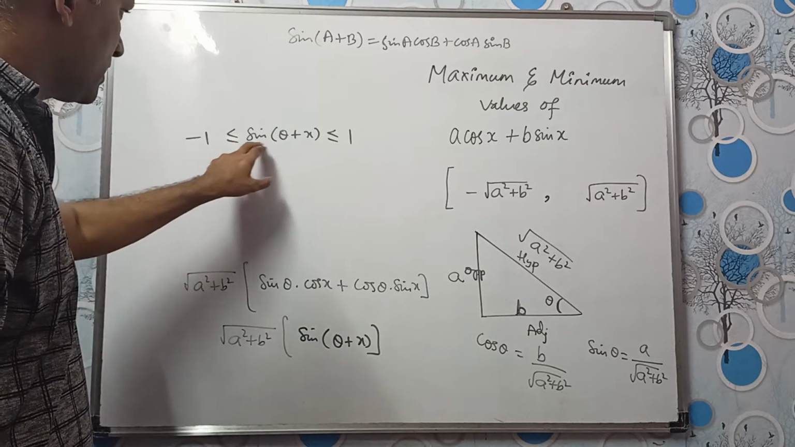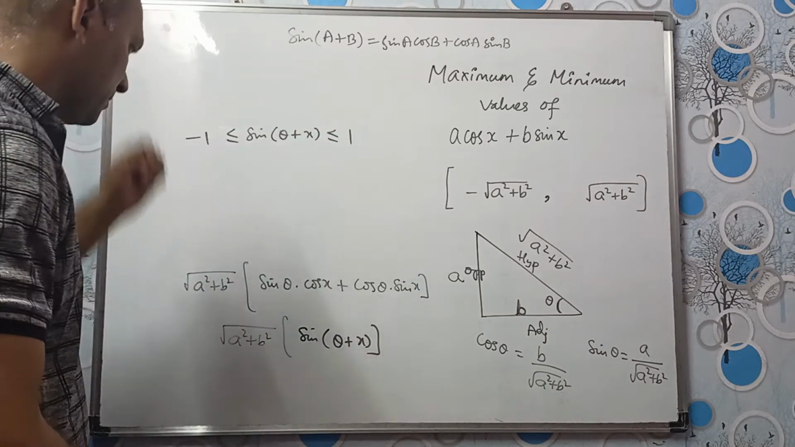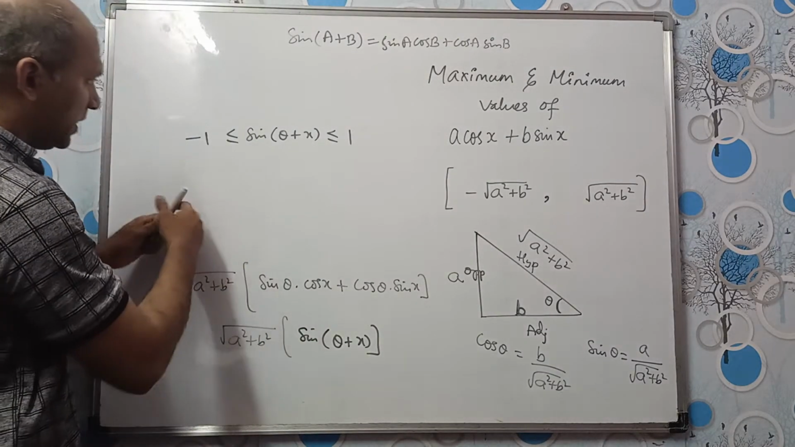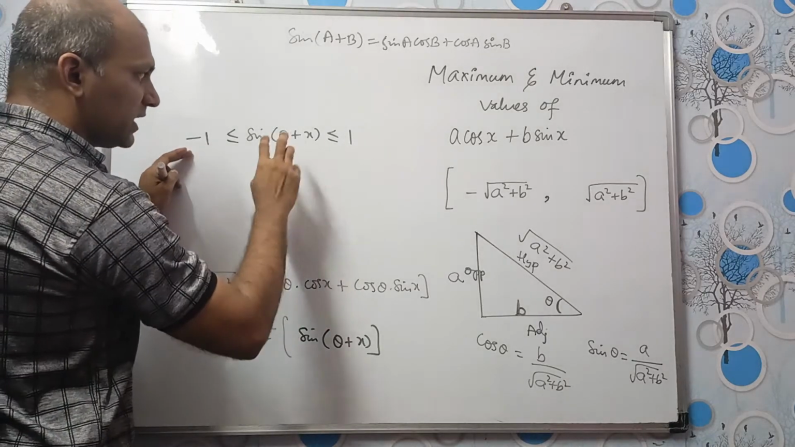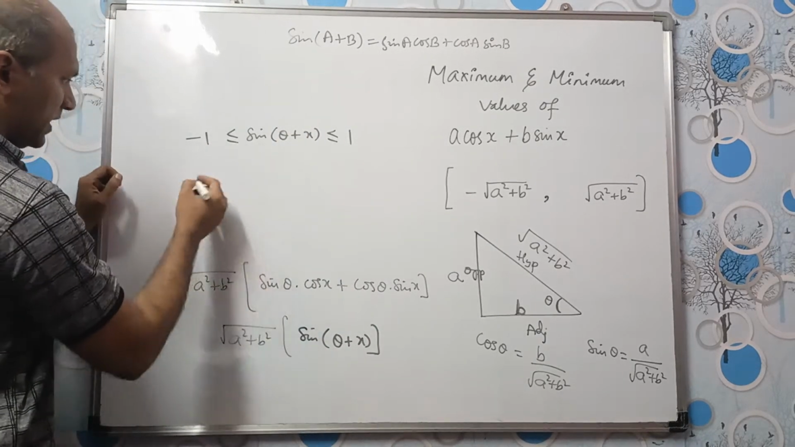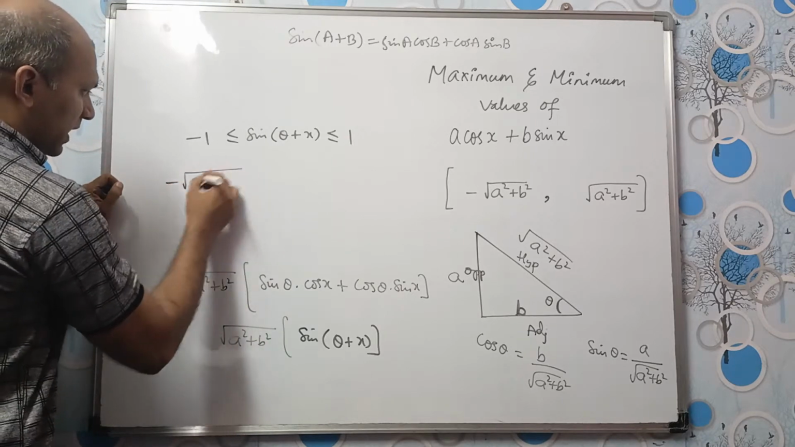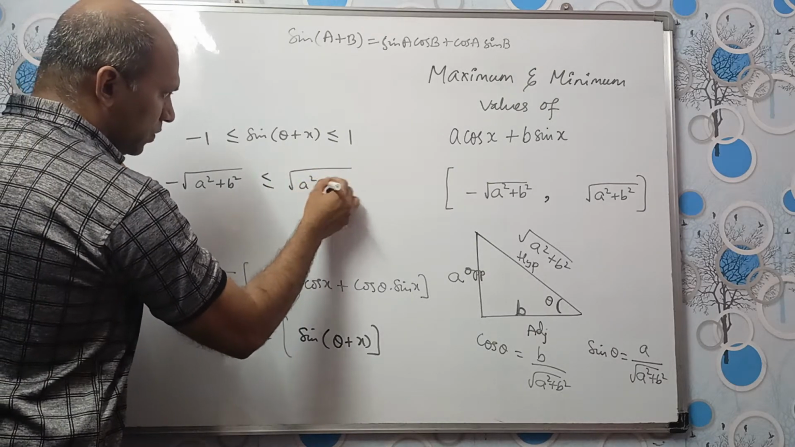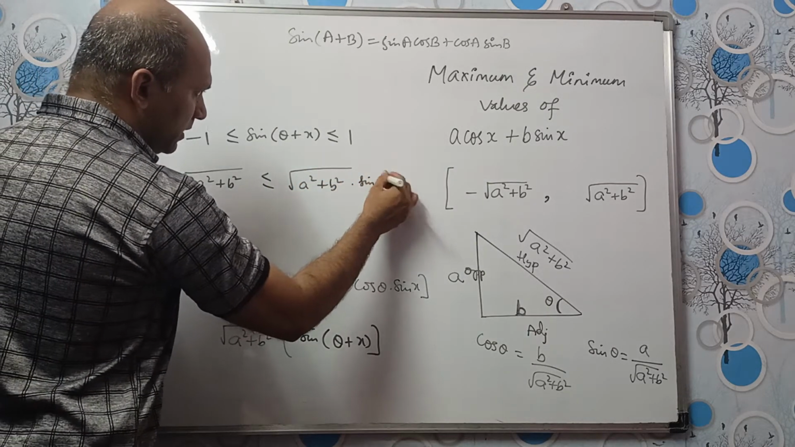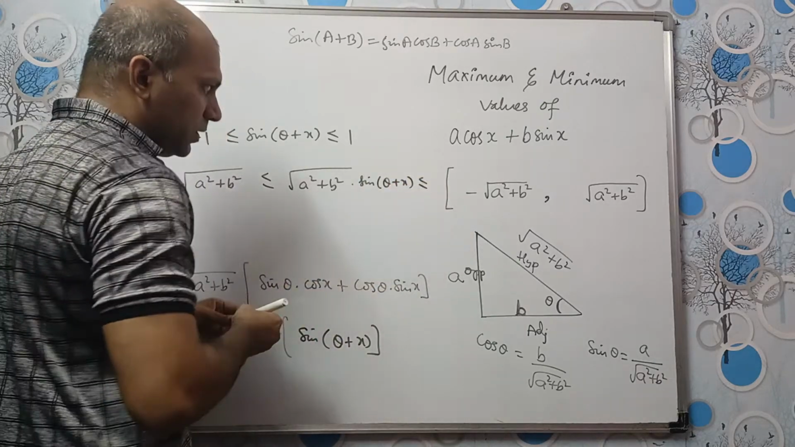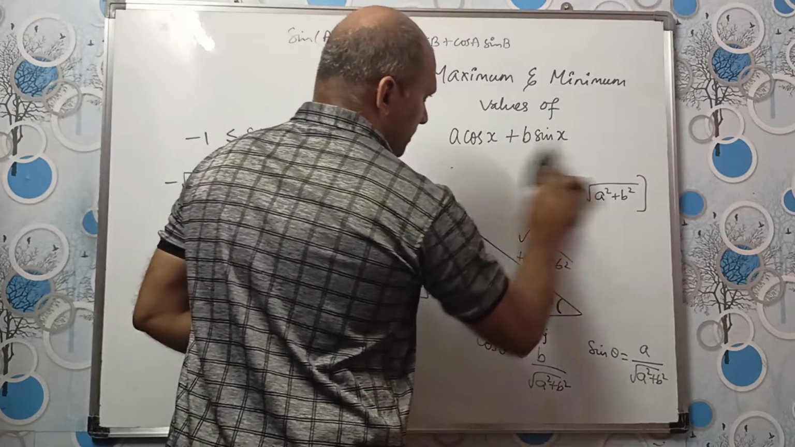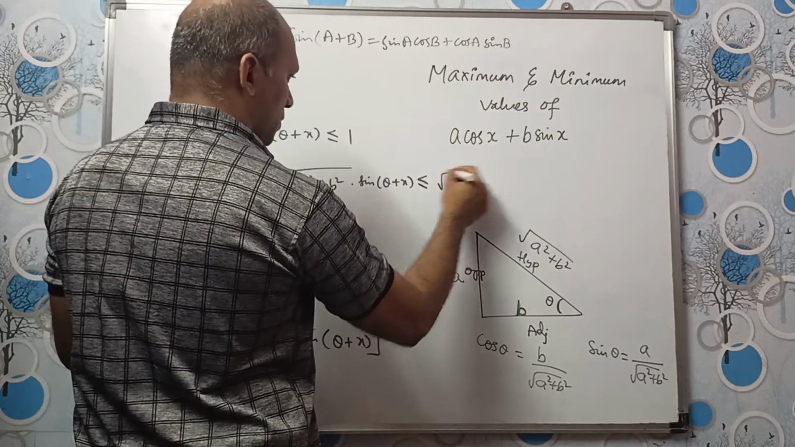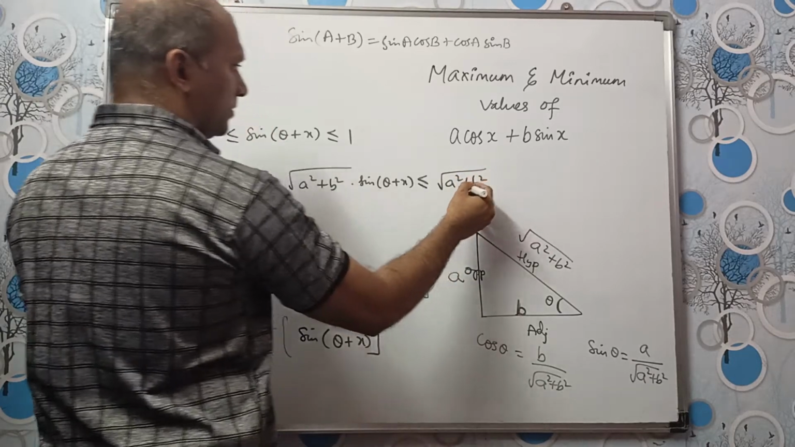-1 ≤ sin(θ + x) ≤ 1. Okay, but we need this also, right? Root of a² + b² is also there. So if you multiply all this, we don't have two sides, we have three sides now. If you multiply all three sides by root of a² + b², we'll have minus, because we have minus here, ≤ root of a² + b² multiplied by sin(θ + x) ≤ root of a² + b².